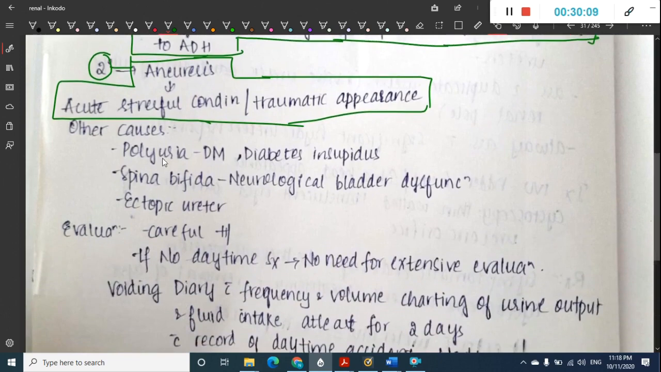There are other causes also associated with it, which include polyuria, diabetes mellitus, diabetes insipidus. Sometimes there can be spina bifida, which shows neurological bladder dysfunction, or it can be associated with an ectopic ureter.